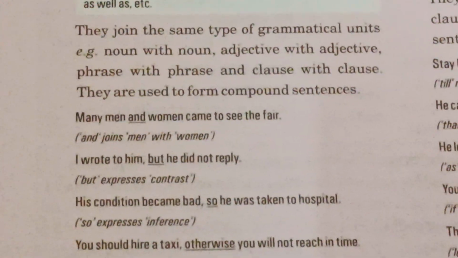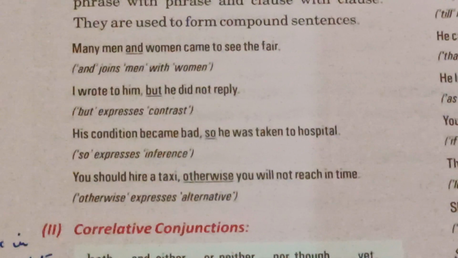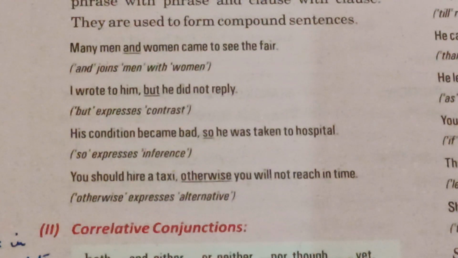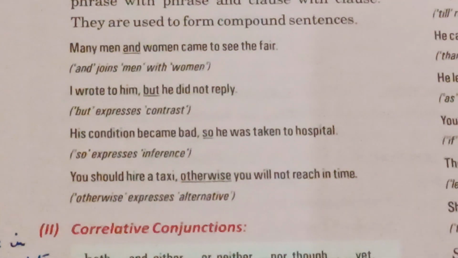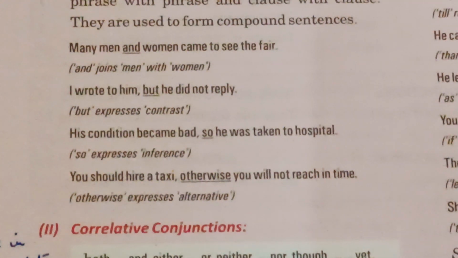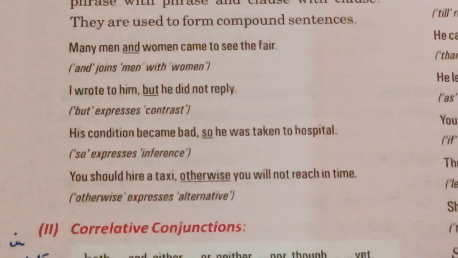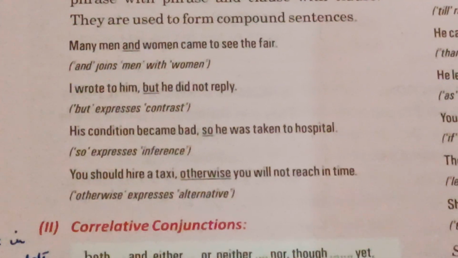Then, his condition became bad, so he was taken to the hospital. Now, so expresses inference. Inference means क्या है? इसलिए ऐसा किया गया. Now, you should hire a taxi, otherwise you will not reach in time. Here's an alternative. Otherwise is an alternative, giving a choice. So this you have been doing since class 3, 4 and 5.